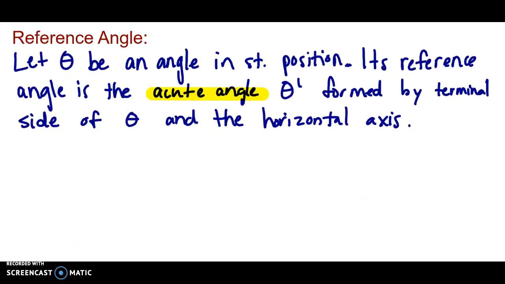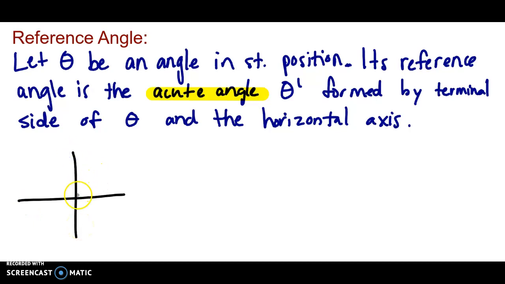So let theta be an angle in standard position. Its reference angle is the acute angle, theta prime, that's not theta to the first power, formed by the terminal side of theta and the horizontal axis. Again, that's theta prime. So let's talk about the 4 cases in which this could happen.